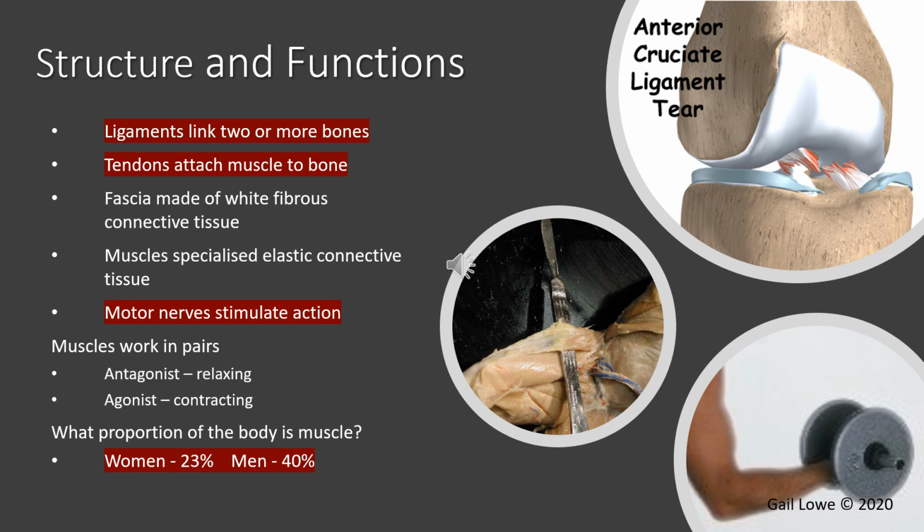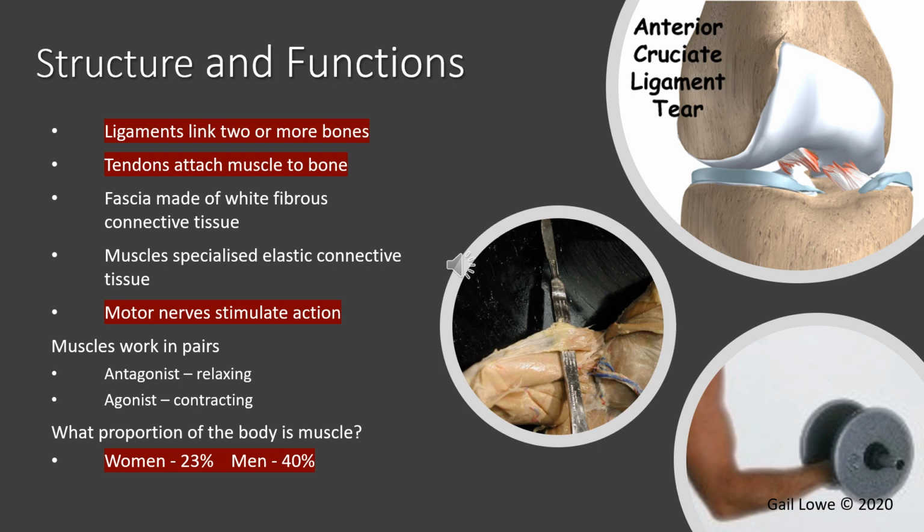So if you think of the wrist and the ankle bones, they are bound together really tightly with ligaments. So the ligaments link two or more bones. The tendons, however, attach muscle to bone, and the most common of the tendons in the body that we know about is the Achilles tendon, which attaches the gastrocnemius and the soleus muscles to the back of the calcaneal bone. So a tendon attaches muscle to bone.